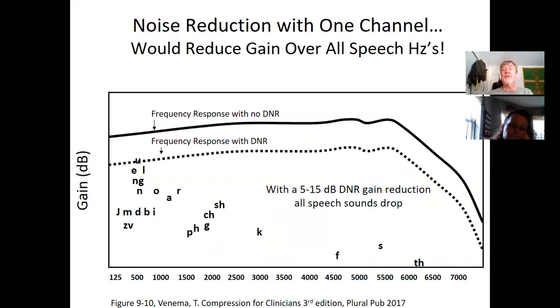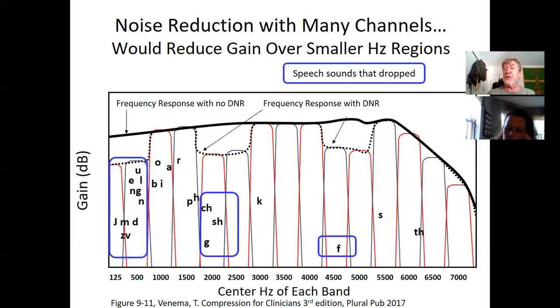All right, so we finished this section here, okay, with showing you what we just did earlier. There's no such thing as a one-channel digital hearing aid, because if we use digital noise reduction in a one-channel digital hearing aid, all we'd be doing is reducing the gain across the whole frequency response, and there's no difference between doing that and turning down your volume. So turning down your volume didn't reduce the gain for just the noise, it reduced the gain for everything. So many channels are used in a digital hearing aid. And the blue is showing you speech sounds that dropped.